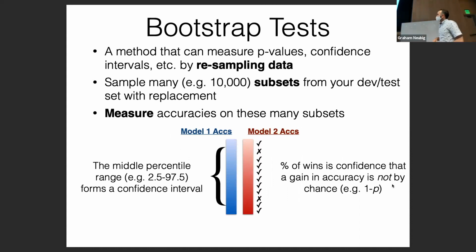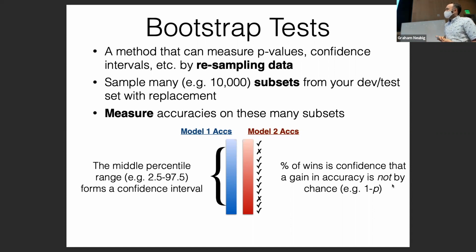Okay, so there's many different statistical tests, some of which are in the reference I gave you. There's also a great course called Intermediate Statistics if you want to spend a whole semester learning more about statistics. But my go-to for doing significance tests is a Bootstrap test. Basically, it's a method that can measure p-values, confidence intervals, etc. And the way you do this is by resampling data.